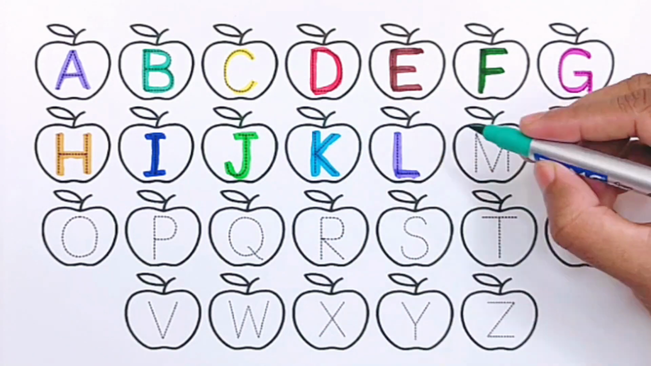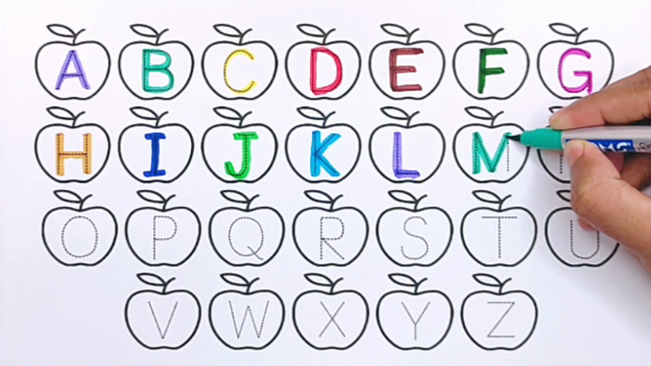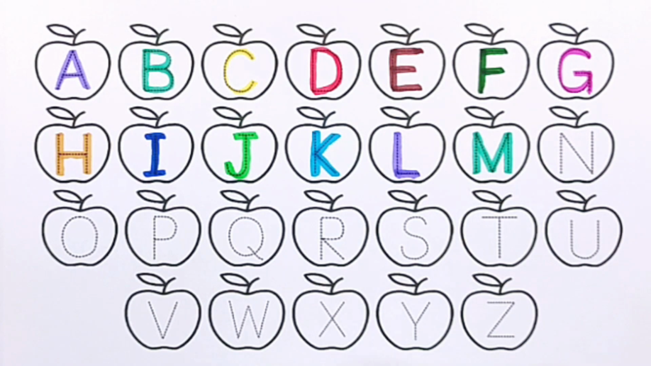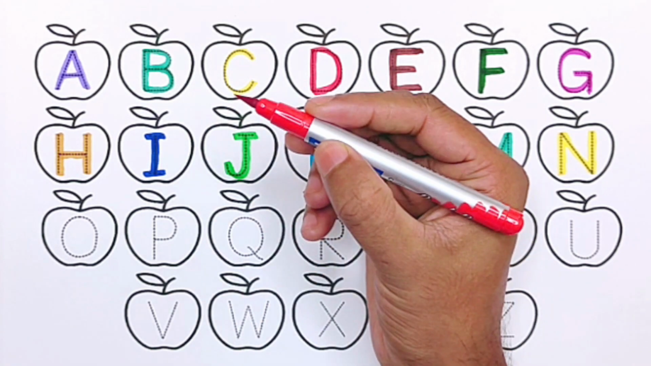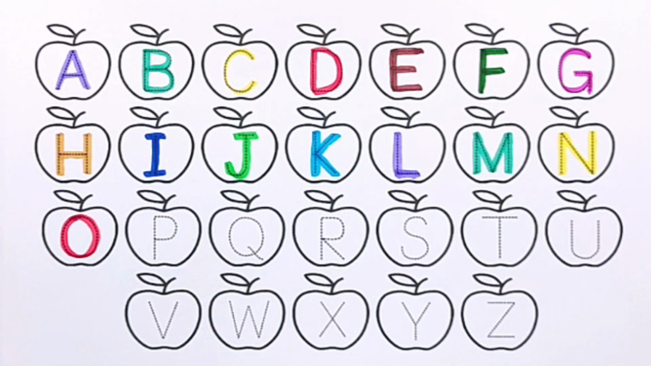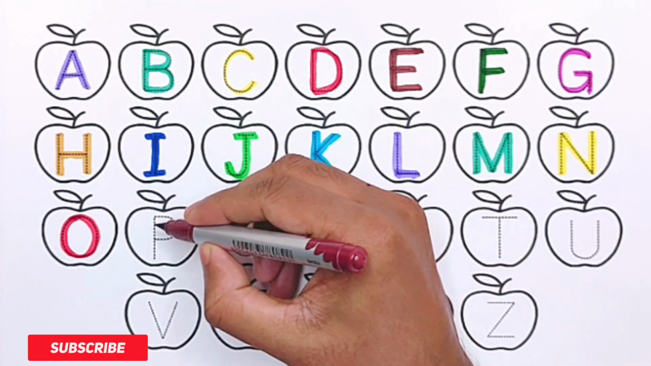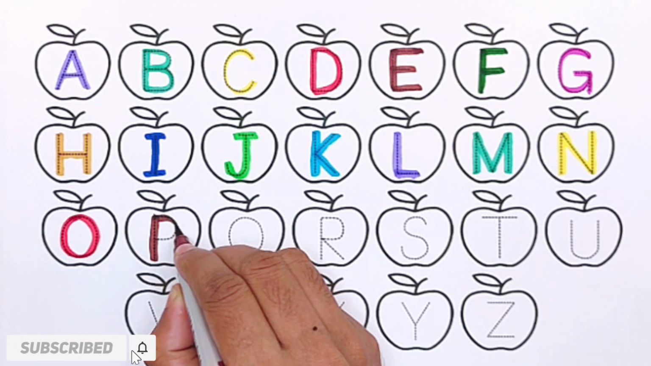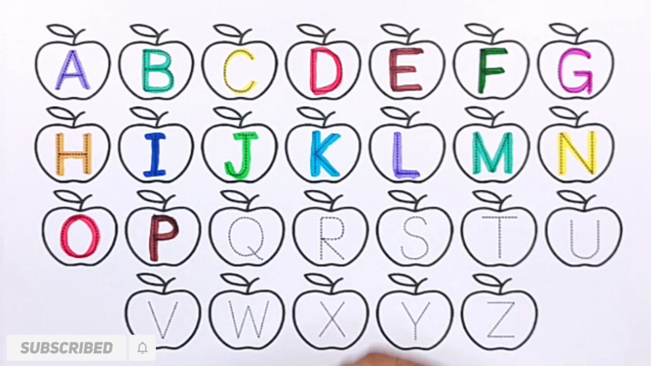Green color. M for monkey. Yellow color. N for necklace. Red color. O for omelette. Brown color. P for parrot.